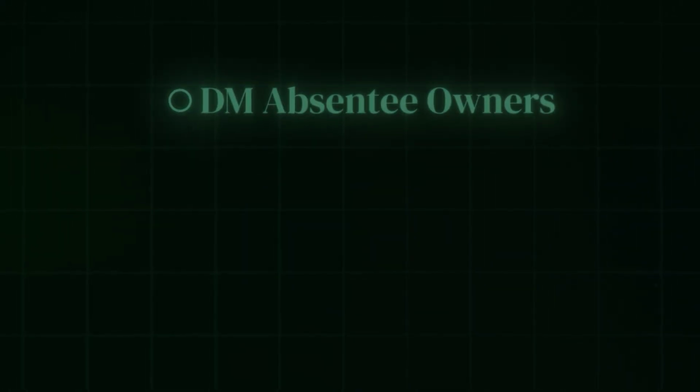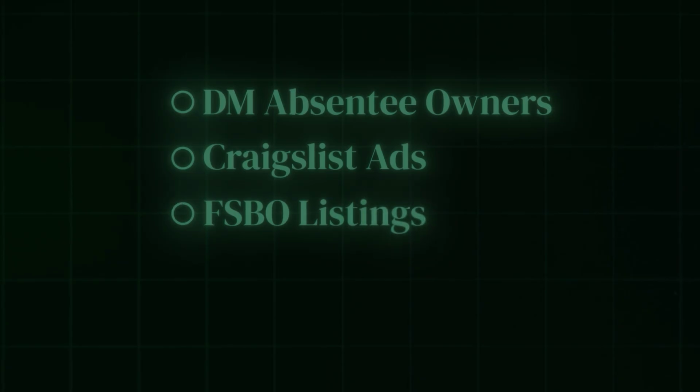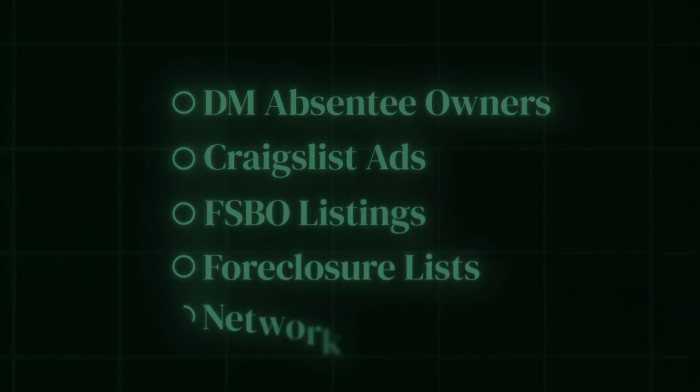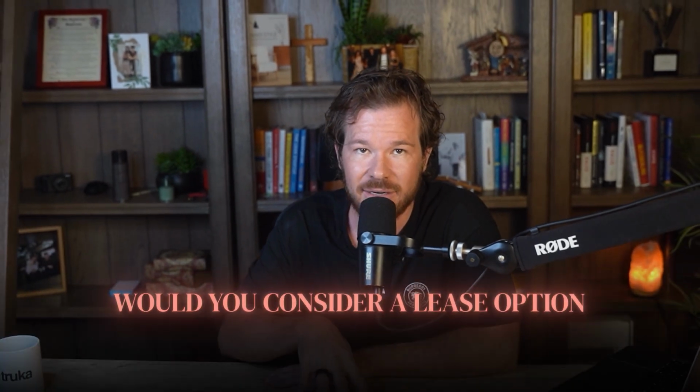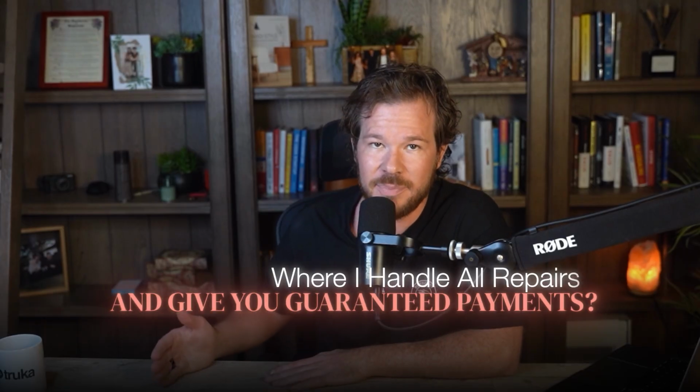Where do I find these houses? There are several places you can find them. You can send direct mail to absentee owners, absentee out of state preferably. You can go to Craigslist rent-to-own ads. You can check out for-sale-by-owner online ads, foreclosure lists, or network with wholesalers. But there's a key question you've got to ask sellers: would you consider a lease option where I handle all repairs and give you guaranteed payments?